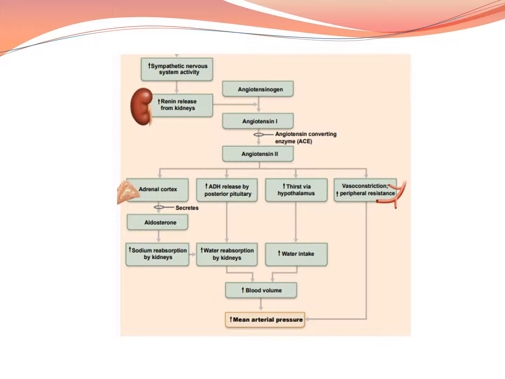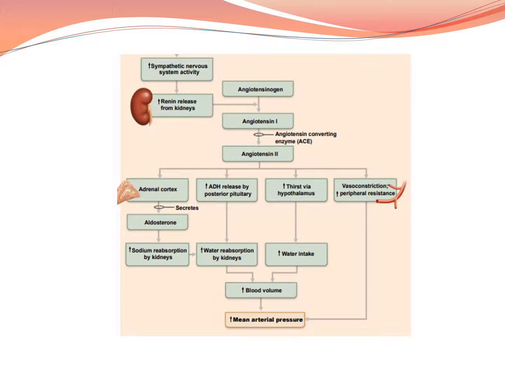Long-term regulation of blood pressure is via the kidneys through the renin-angiotensin-aldosterone system. The liver produces angiotensinogen and it is continuously released into the blood. The granular cells of the juxtaglomerular complex of the kidneys release the enzyme renin into the blood in response to stimulation of the sympathetic division.